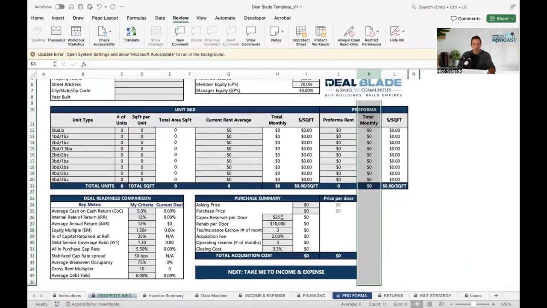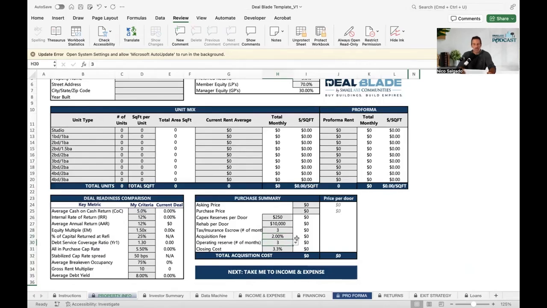You get the CapEx reserves per door. Typically, you just leave that at 250. Rehab per door, I started around 8 to 10 to maybe 12,000 per unit. And then we have the tax and insurance escrow. You could choose how many months of tax and insurance escrow, or 0 if you don't want to raise that up front or bring it up front. An acquisition fee if you're doing a syndication. If you're not doing a syndication or you're doing a JV, you could still use an acquisition fee if you want, but you don't have to.